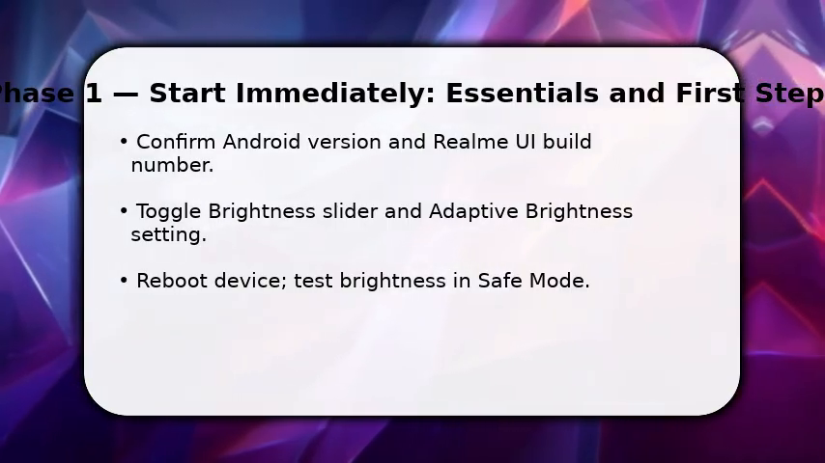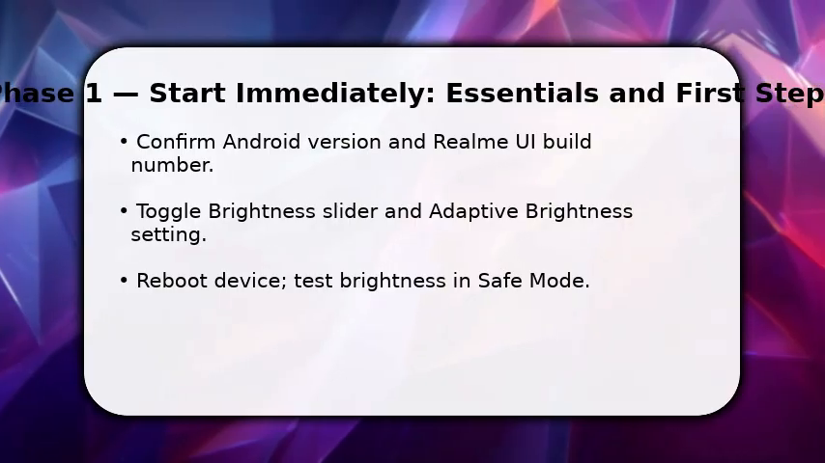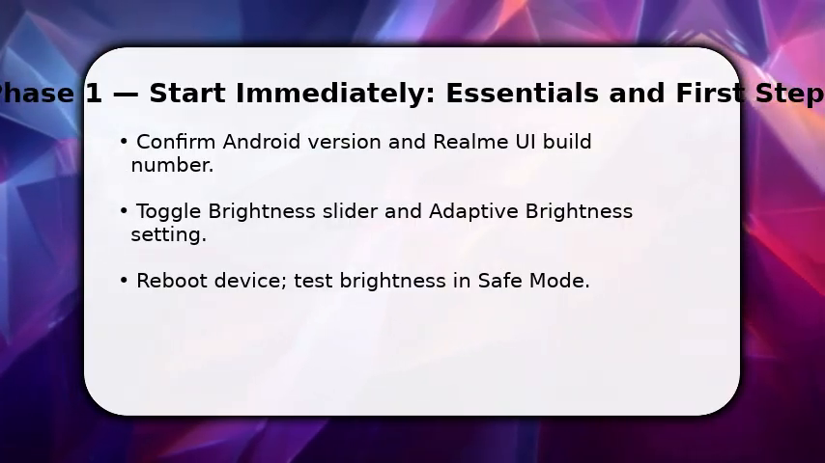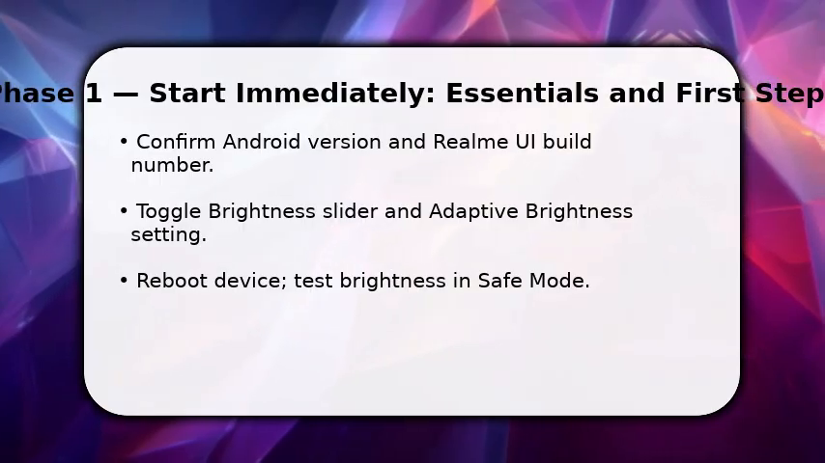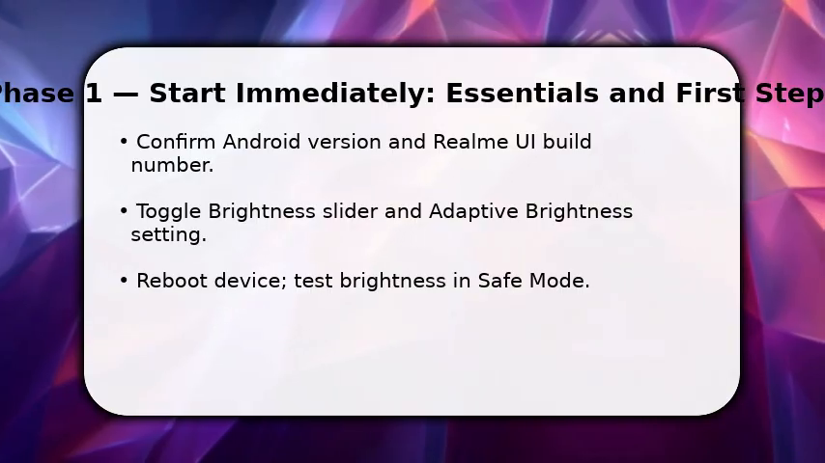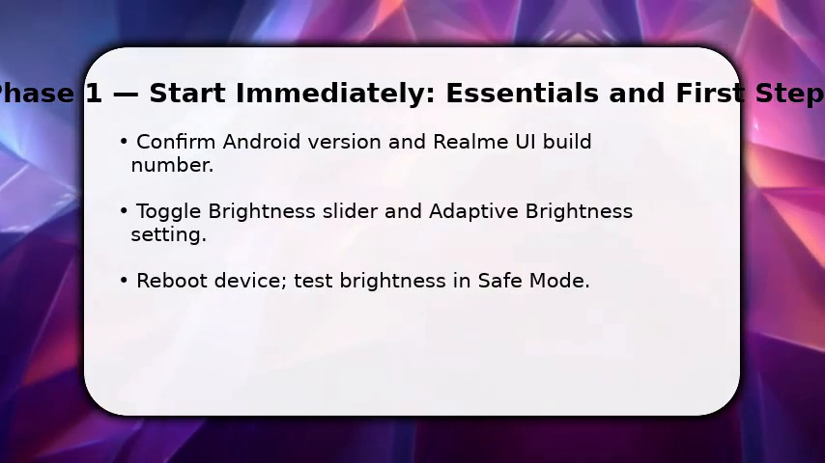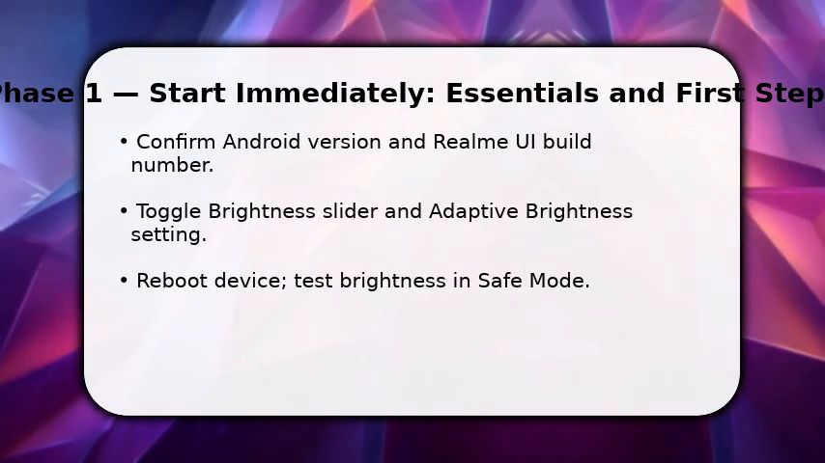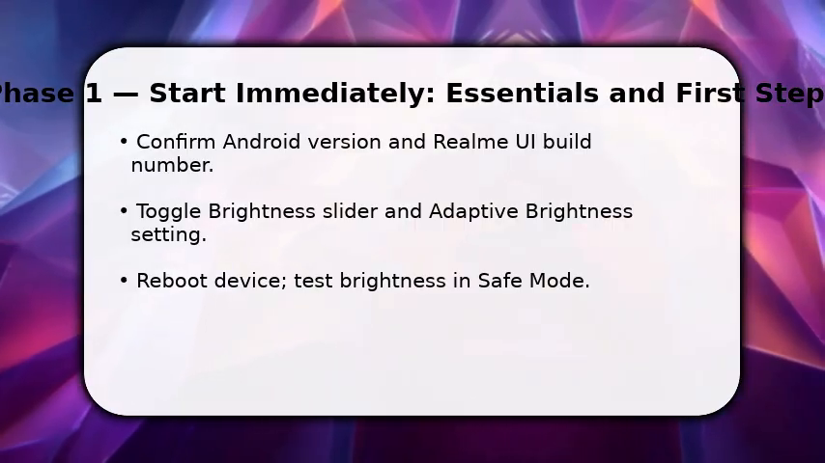Next, test the brightness slider and turn adaptive brightness off then on to reset sensors. Once done, reboot the phone. If the issue persists, boot into safe mode to rule out third-party apps. These steps isolate software versus hardware causes, and they set you up for targeted fixes in the next stage.